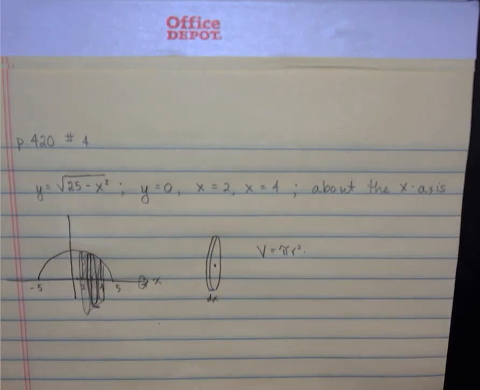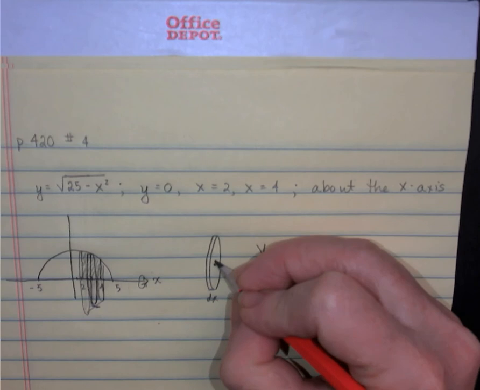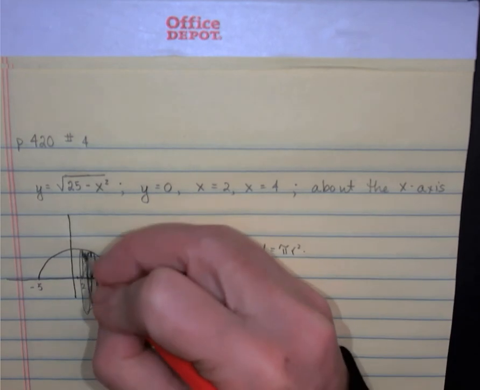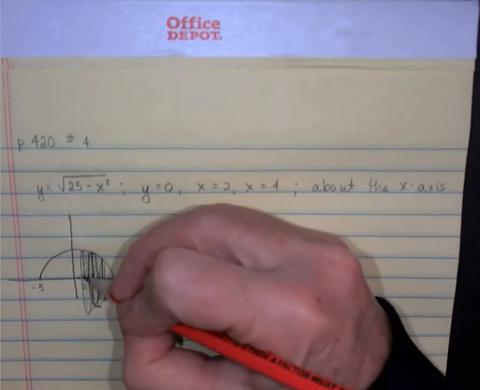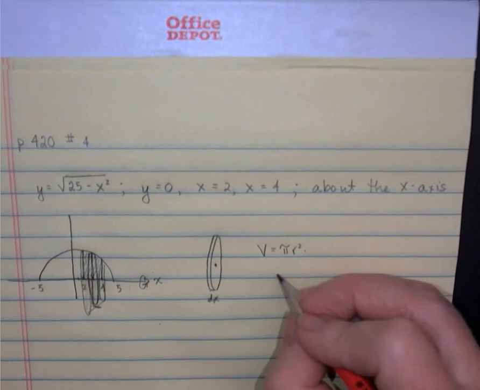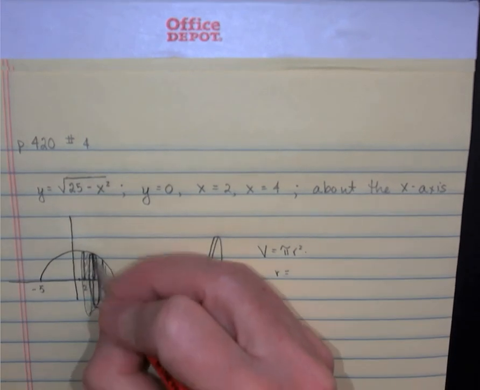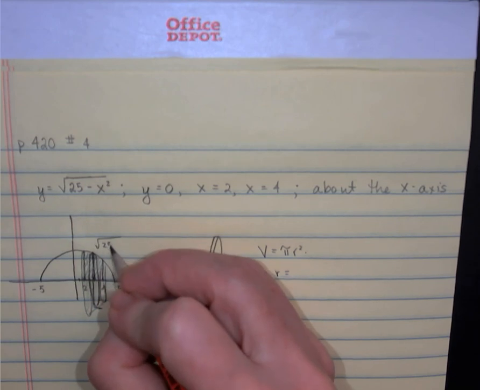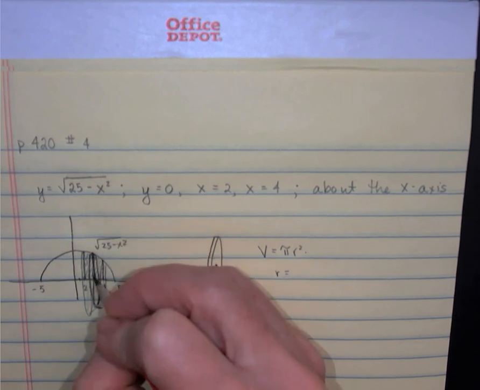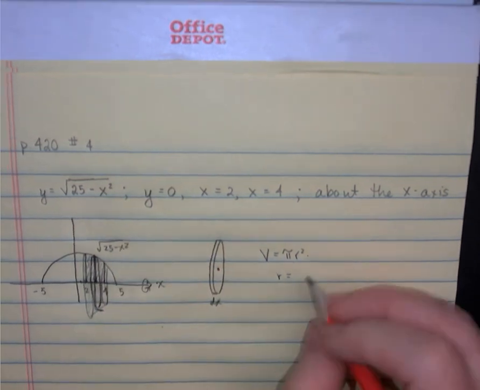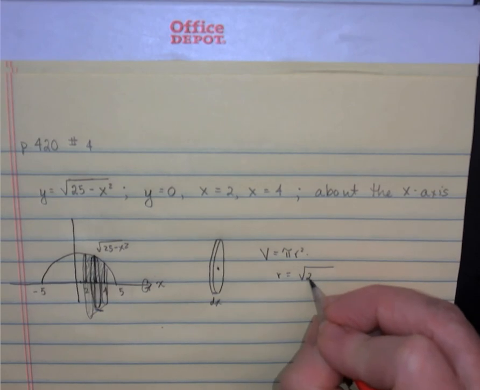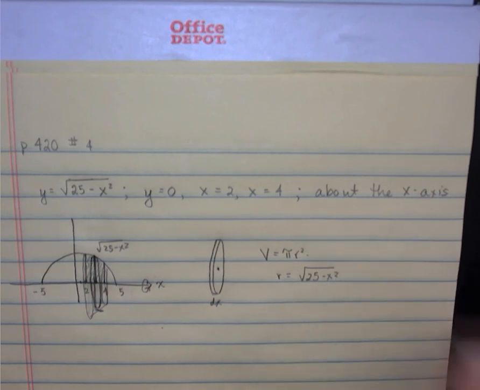So that's dx. What I know about each one is that the radius, no matter where I draw this, is the distance from the x-axis all the way out to the curve. So the radius of this is nothing more than that big change in y. So from square root of 25 minus x squared all the way down to where y is equal to 0. So my radius is just square root of 25 minus x squared.